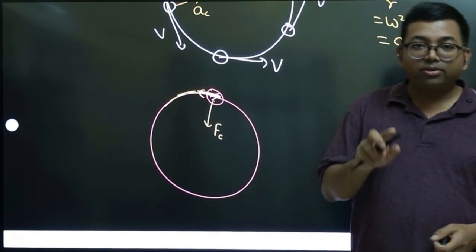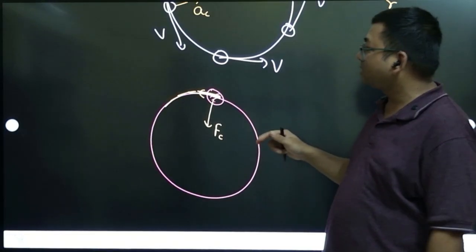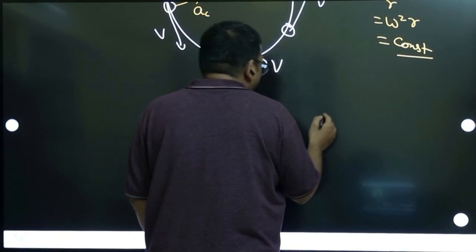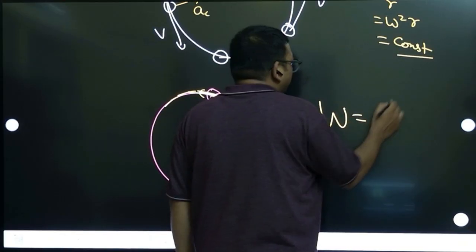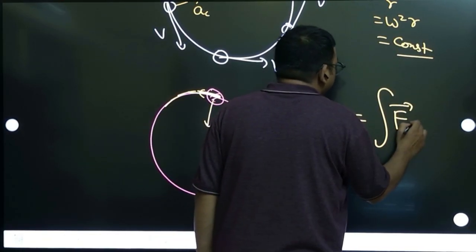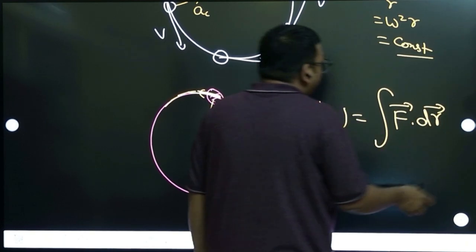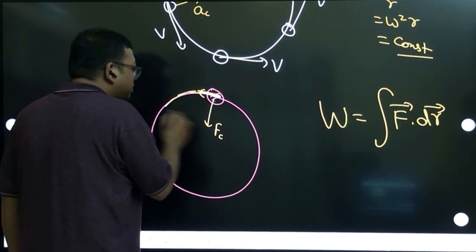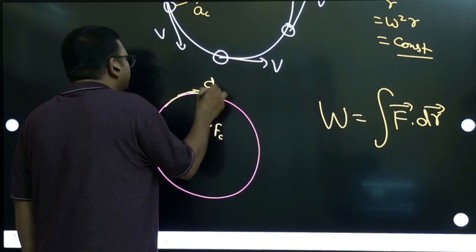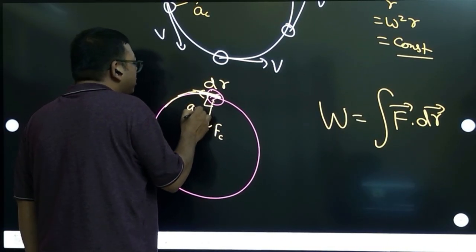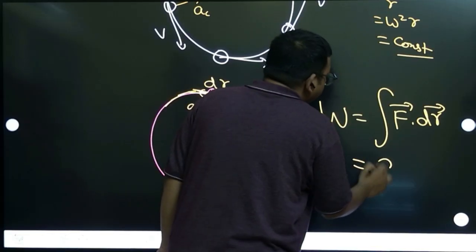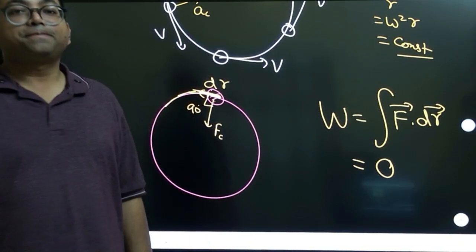But your question is whether it is zero. Yes, it is zero, because where force is variable, you have to calculate work done as force dot displacement dr. And when you do this calculation, this centripetal force and this small displacement dr are anyway perpendicular, 90 degrees. That's why it comes to zero. Okay.